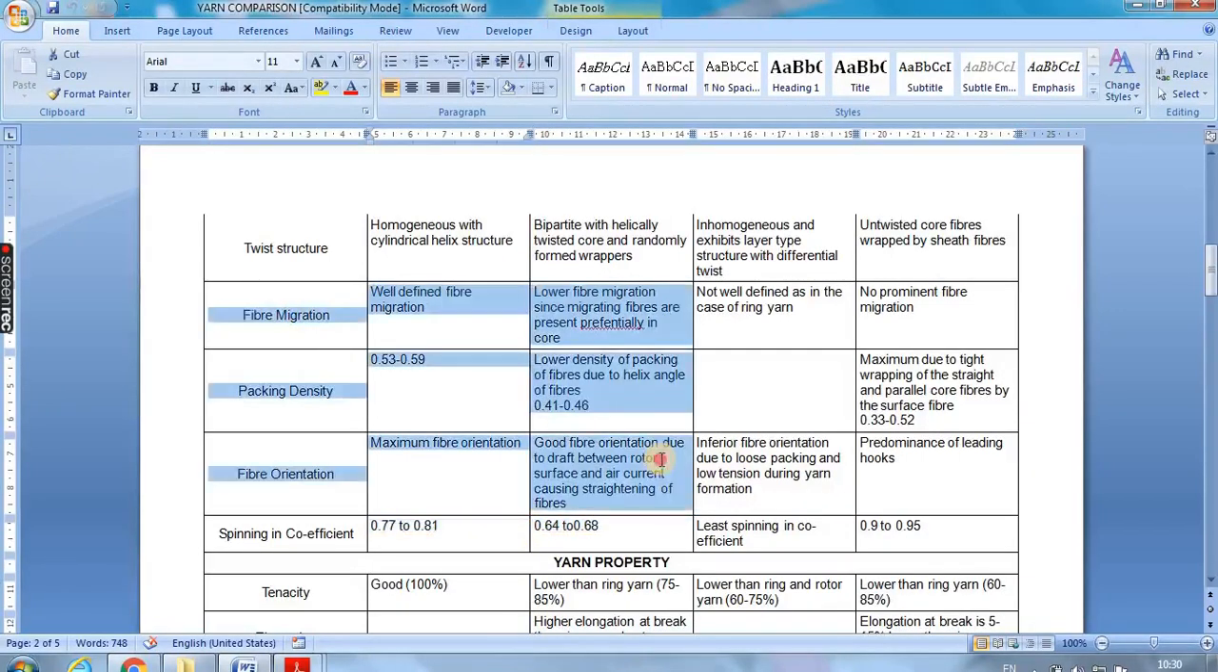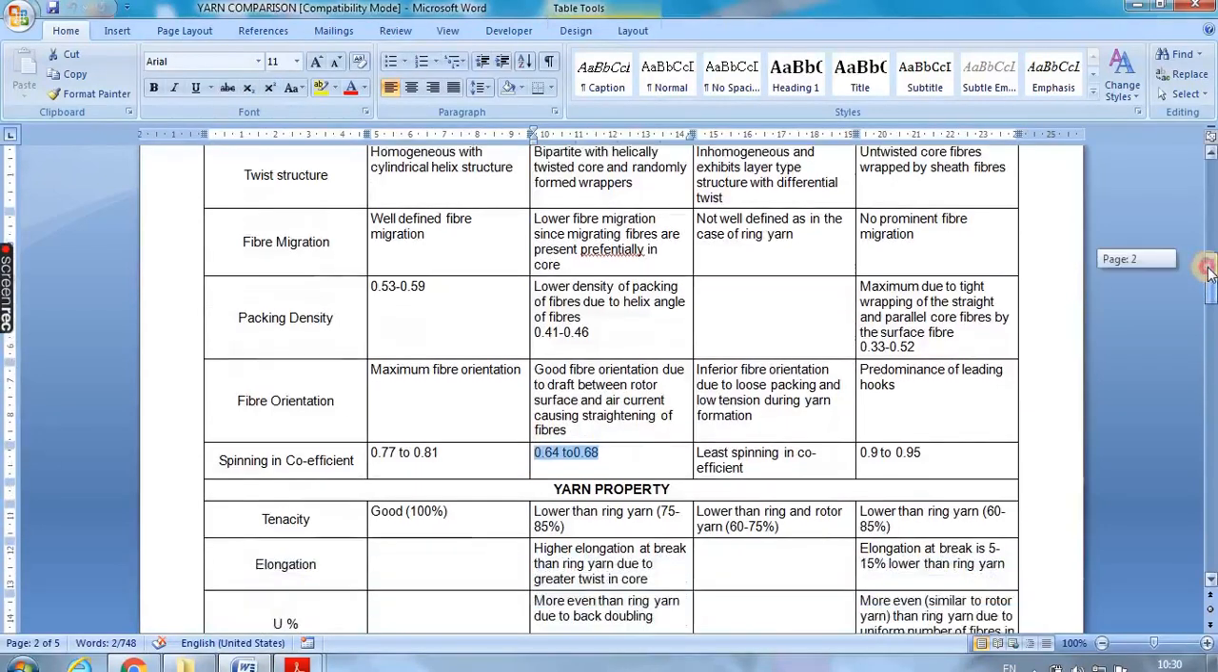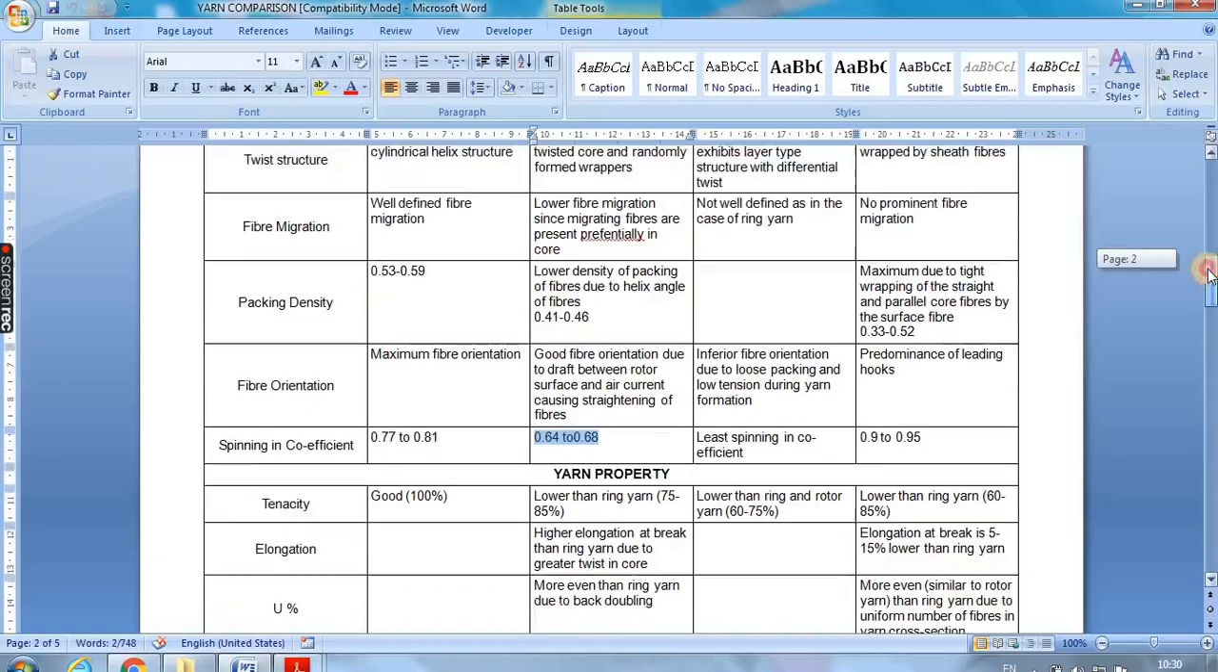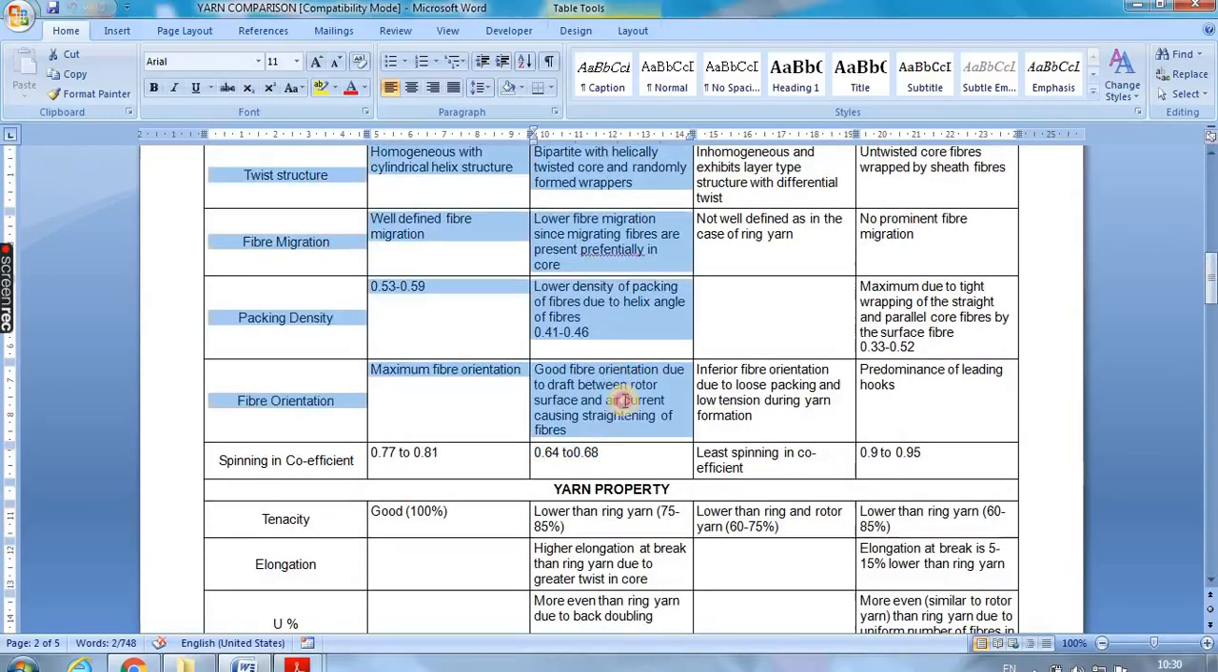Right? So this is the comparison of yarn structure. Fiber migration is poor in rotor because of low spinning tension. Packing density is low in rotor compared to ring because of bulkiness and because of the removal of false twist. Fiber orientation is less because of low spinning tension, and fiber extent is also less because of low spinning tension as well as the leading hook formation because of opening. So this is the comparison of yarn structure between ring and rotor.